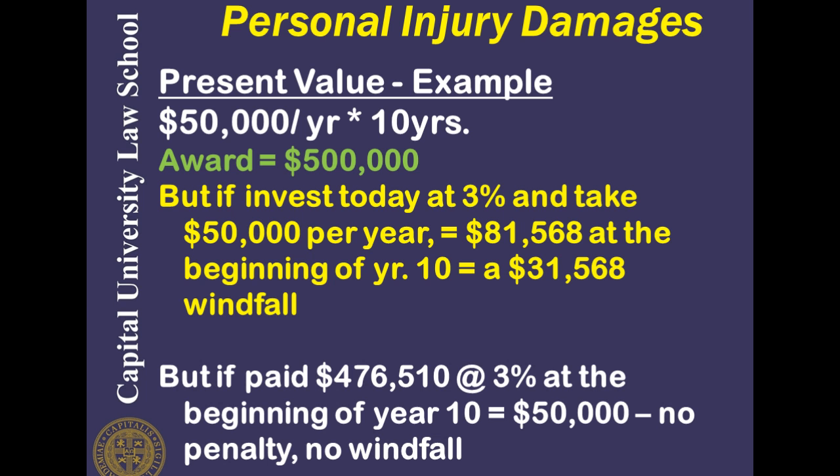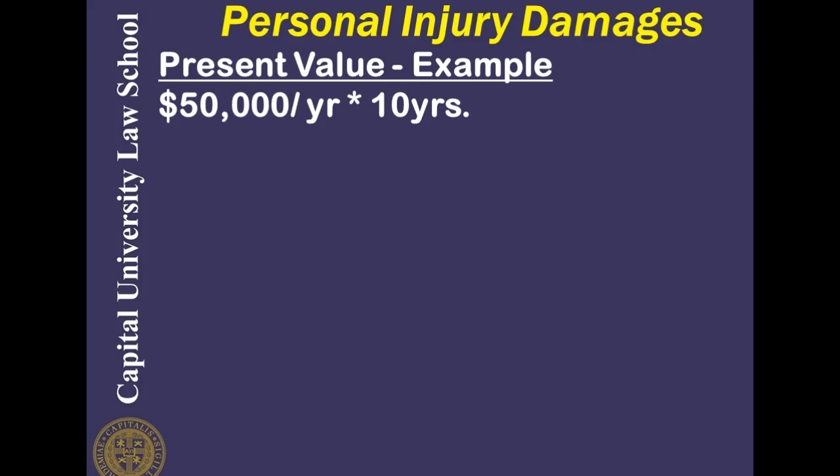In this instance, if the plaintiff were paid $476,510 and was able to earn 3% at the beginning of year 10, they would have exactly $50,000. No penalty, no windfall. That's what is known as reducing the money to present value. Straight out, we could get 3% interest, but, and this is a very, very large but, we're trying to predict into the future.